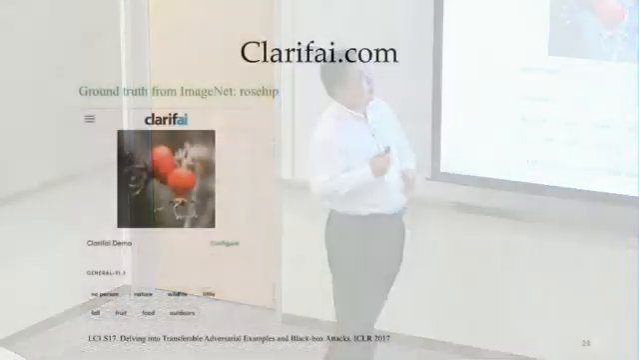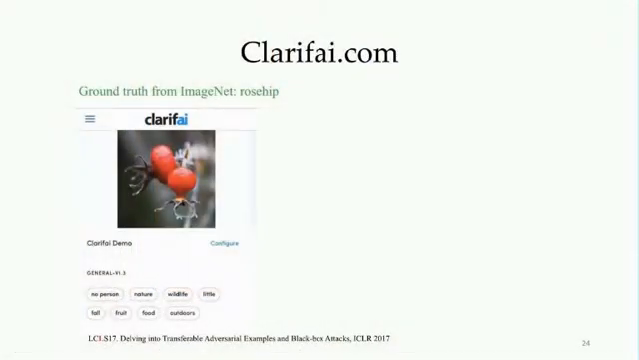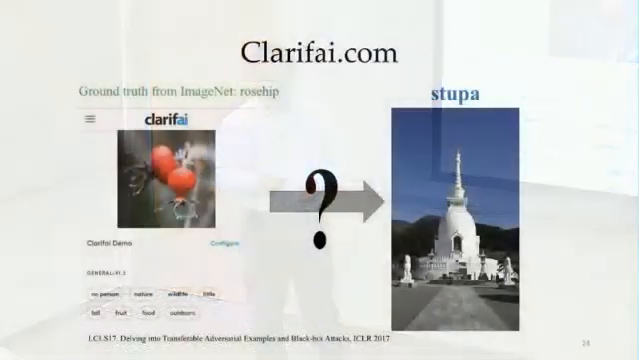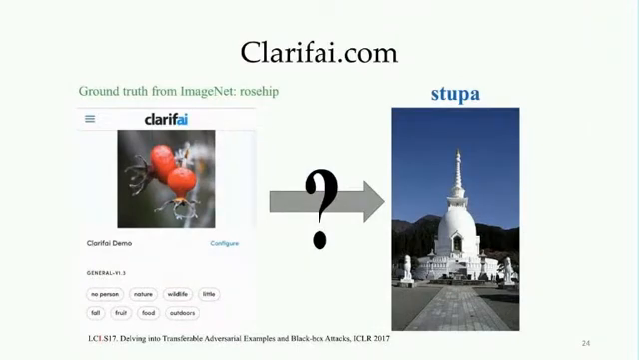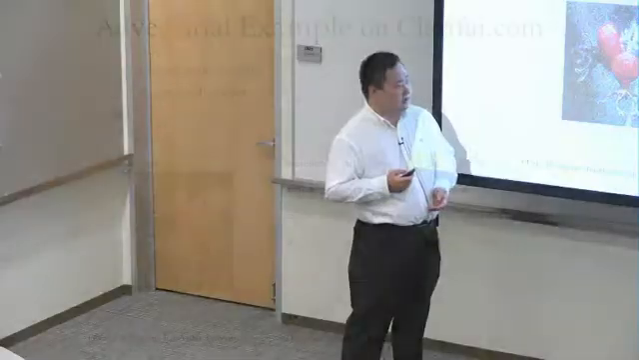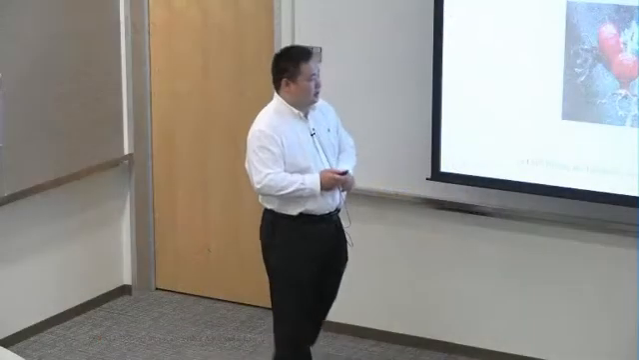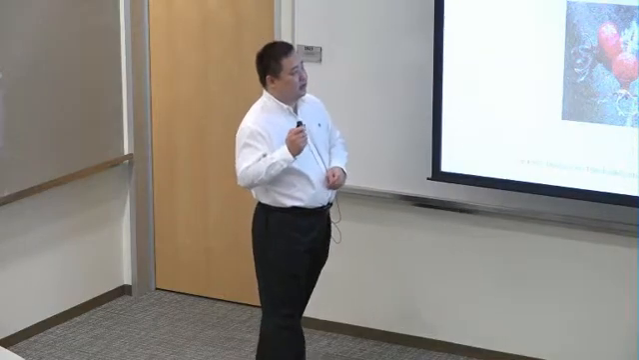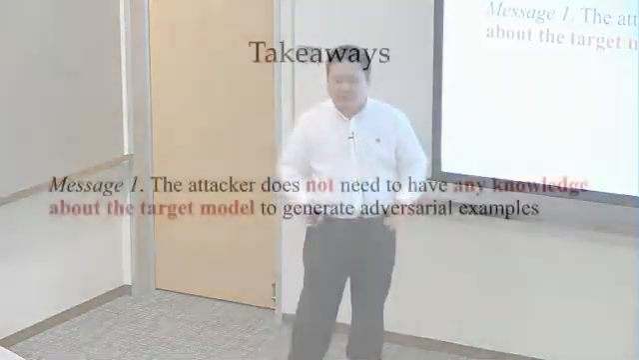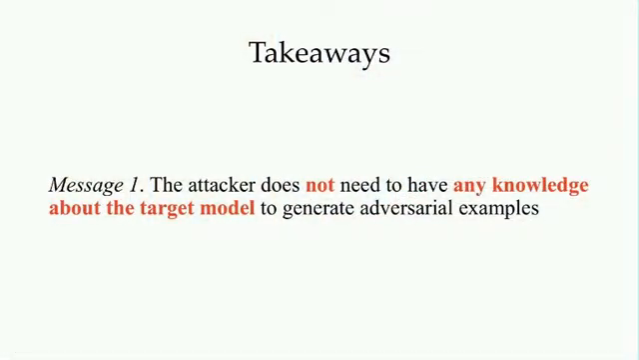And also the last one is a fruit. It's kind of a fruit, and we want to make the system believe that it's a stupa, and actually when we generate this, it believes that it's a tempo, which is a synonym of the stupa.